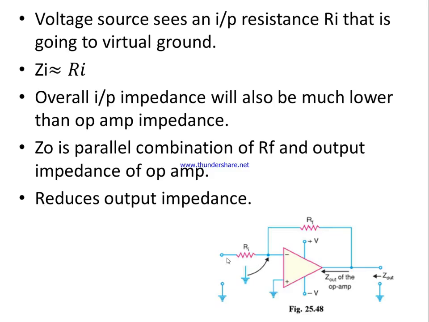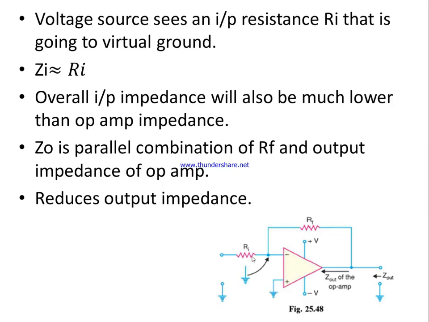Clear? Then, when we look from the input voltage source at the input terminals, we have RI, and the other end of RI is grounded. Clear? Therefore, the voltage source sees the input impedance as RI. Therefore, ZI is approximately equal to RI. Okay? I think it is clear, because the input impedance connected to the input source is RI. Because one end of RI is not connected to the ZI, it is just grounded.